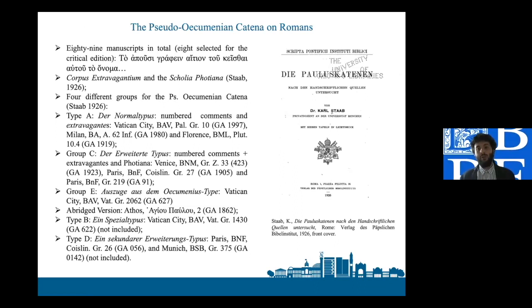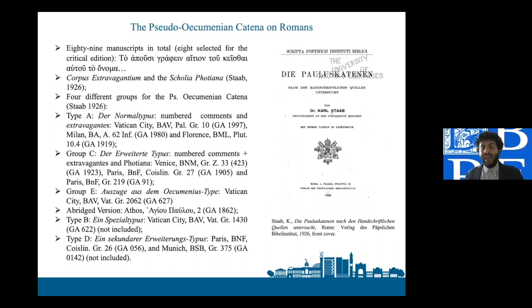And out of these 89 manuscripts that have been identified thanks to the beginning of the text of the Catena attributed to Oecumenius, that is, 'Apus graphein, aition, to kaisar, to onoma', 8 manuscripts have been selected for the edition of the text. Besides the beginning of the text of the commentary, the classification of the witnesses is based on the presence or absence of the so-called corpus extravagantium and scholia Photiana.